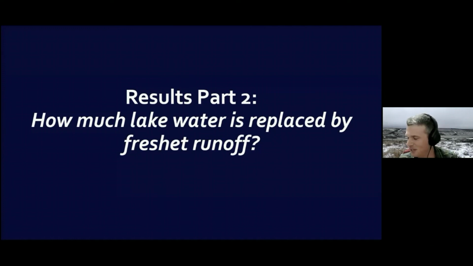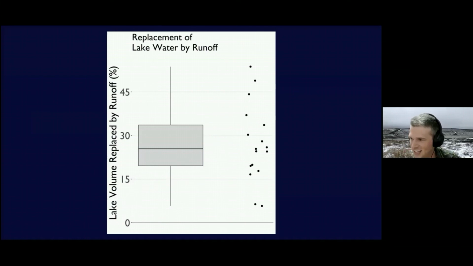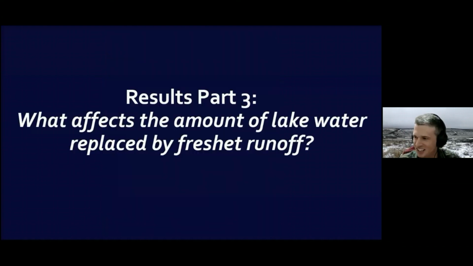So the second big question we had is how much lake water is replaced by freshet runoff? The median was about 23–24% of the lake's volume replaced by freshet runoff, but we had quite a spread, going up to nearly half of a lake's volume being replaced, down to only 5%. So that was a pretty big spread. And we wanted to know if there's anything that explained this variation. So what affects the amount of lake water that's replaced by freshet runoff?